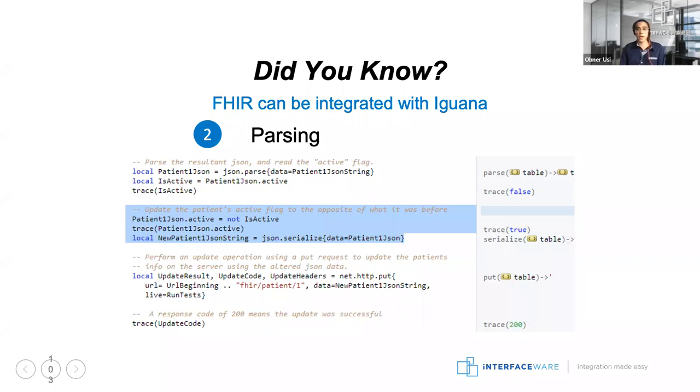Once you receive the data, you can parse it and change its contents. Here, I parse the data using json.parse and switch the patient's activity flag, serialize the JSON, and update the FHIR server with net.http.put.